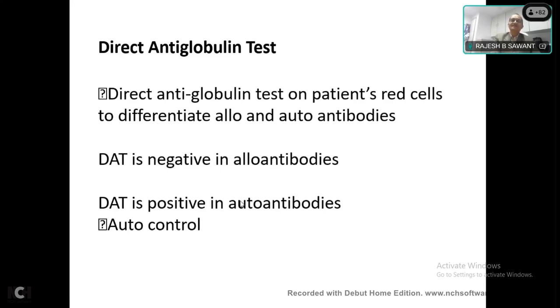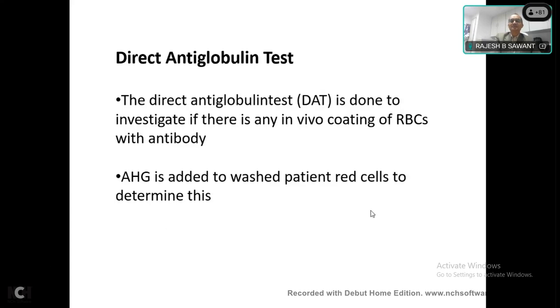The last part is about direct antiglobulin test. So this is again a very commonly requested immunohematology test. So you should also know that direct antiglobulin test is used to differentiate alloantibodies from autoantibodies. So if there are alloantibodies present, the DAT is generally negative, whereas in the presence of autoantibodies, the DAT will be positive. So your auto control also will be positive.